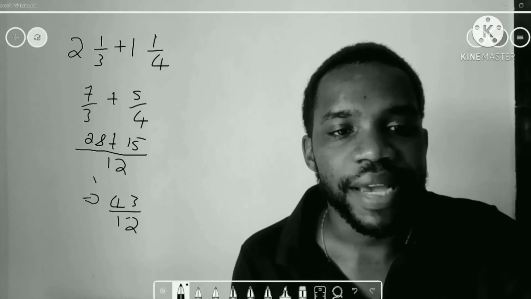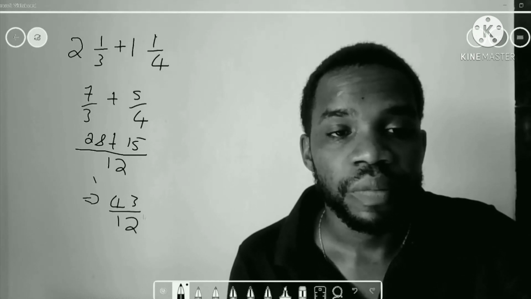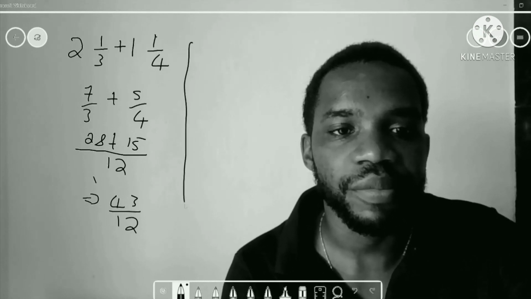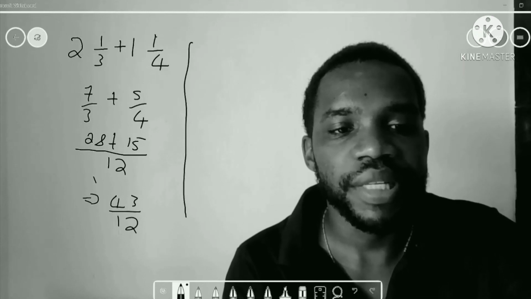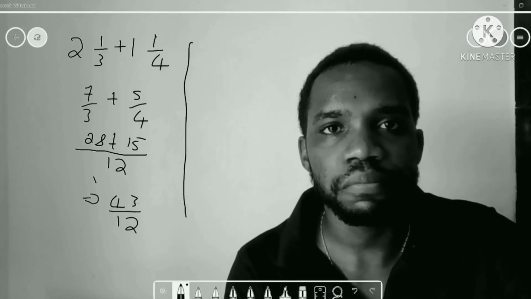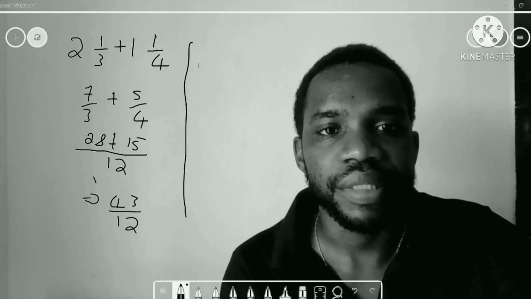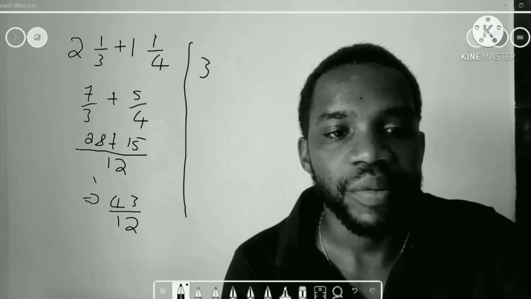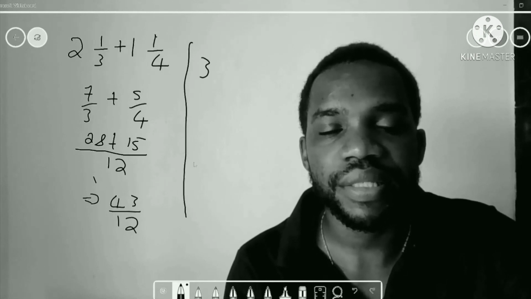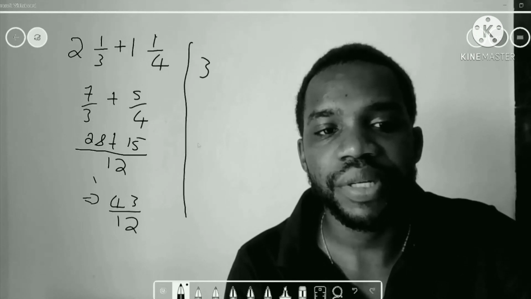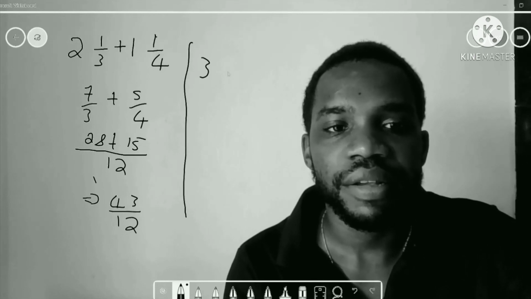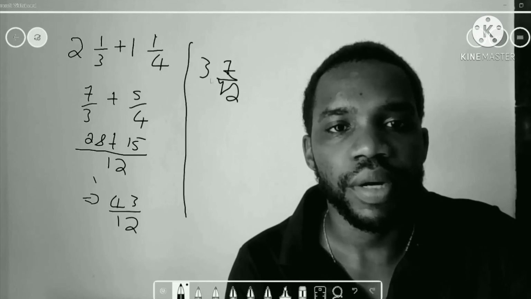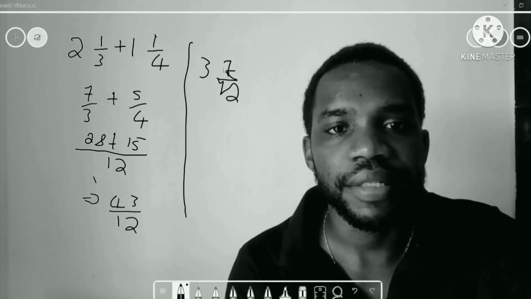Now we can't leave it like this because this is improper. We're going to have to turn this back into a mixed fraction. So let me just get a line here. Now, how many times can 12 go into 43? 12 can go into 43 3 times. And my remainder would be, I would say 3 times 12 is 36, and 43 minus 36 is 7. So it will be 3 and 7 twelfths. Alright, so I have 3 wholes and 7 twelfths.